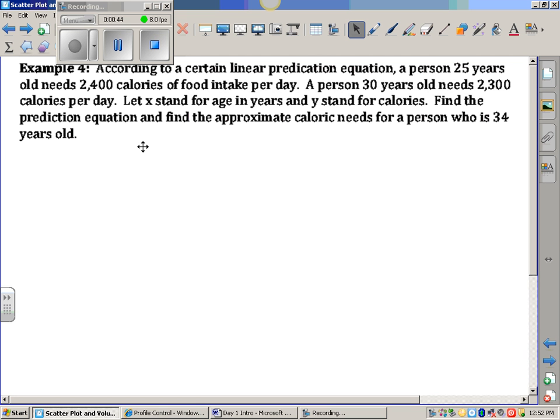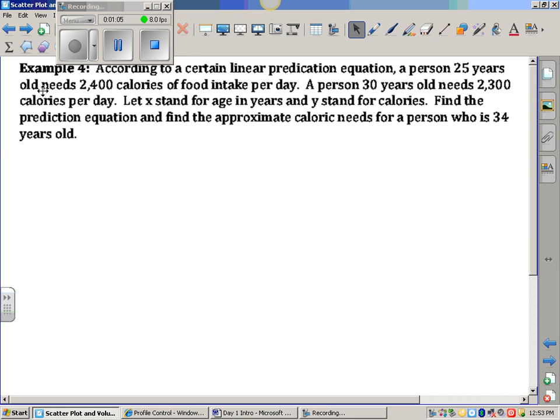Example number 4, according to a certain linear prediction equation, a person 25 years old needs 2,400 calories of food intake per day. A person 30 years old needs 2,300 calories per day. Let X stand for the age in years and Y stand for calories. Find the prediction equation and find the approximate caloric needs for a person who is 35 years old.